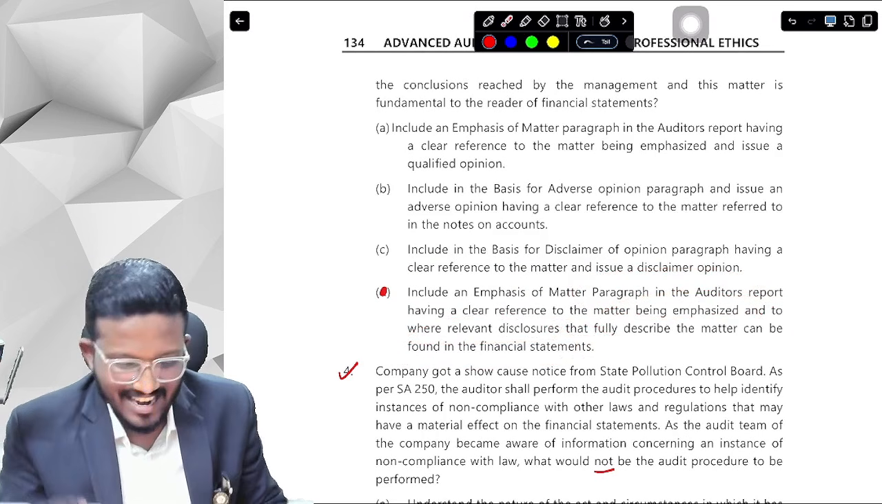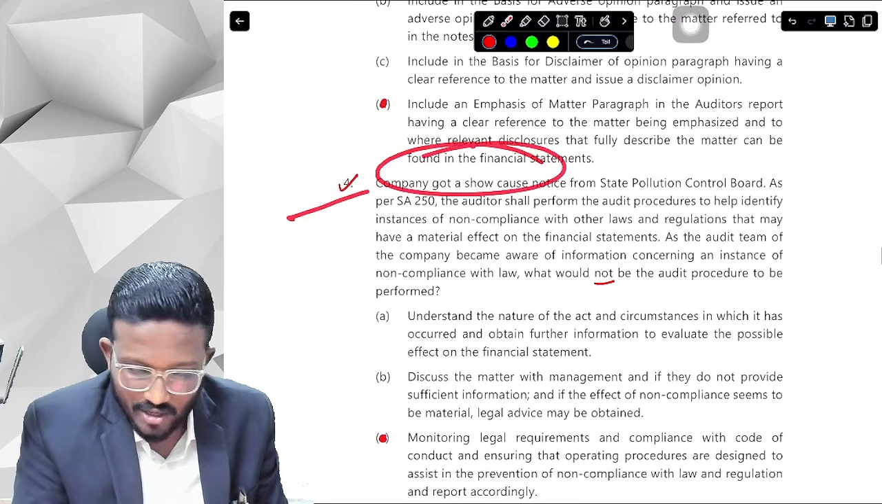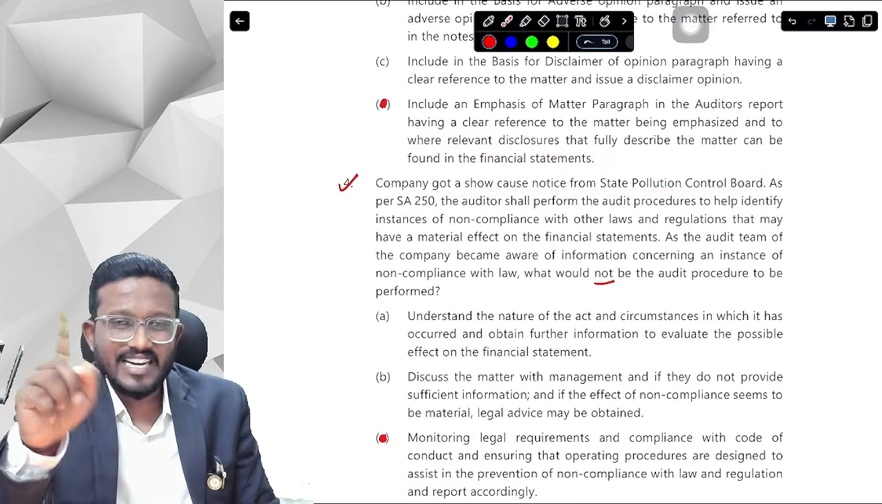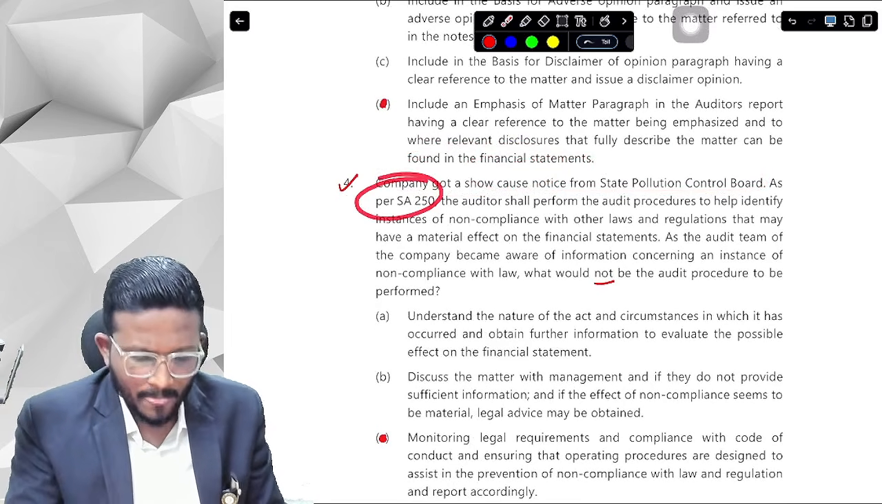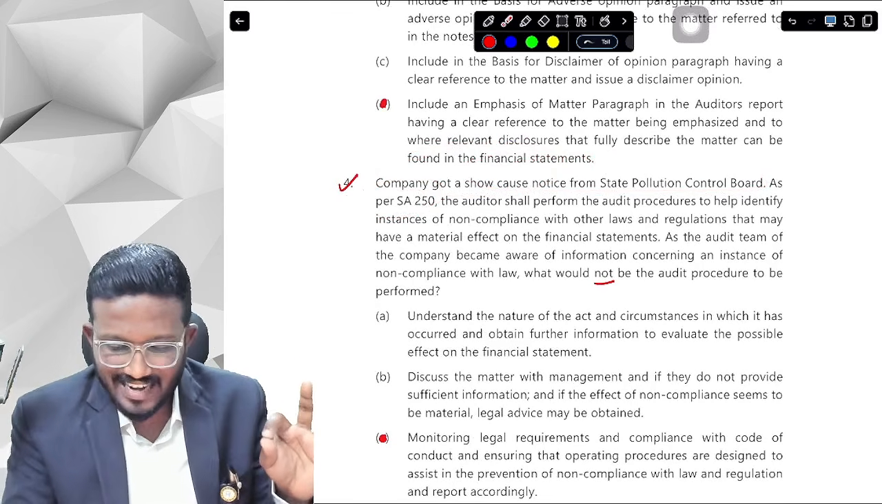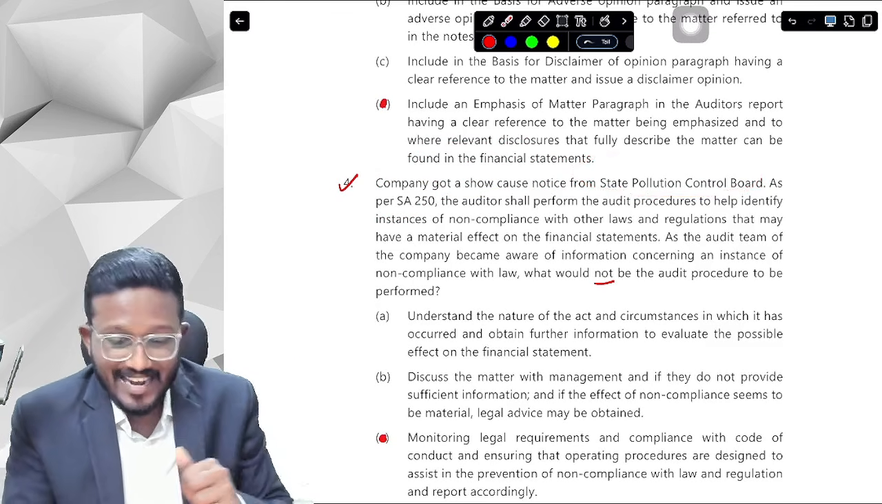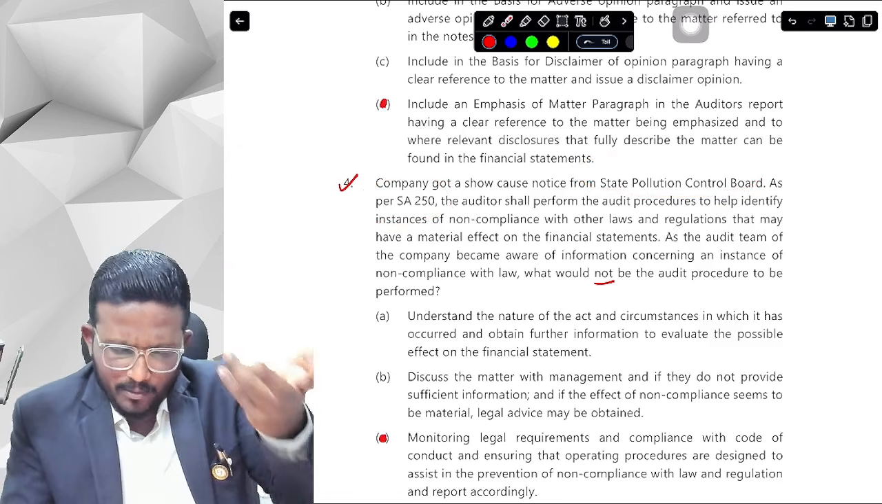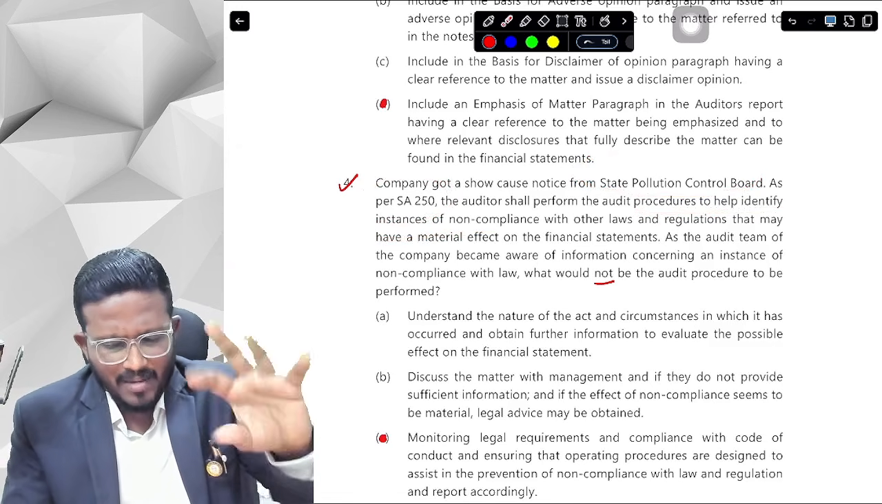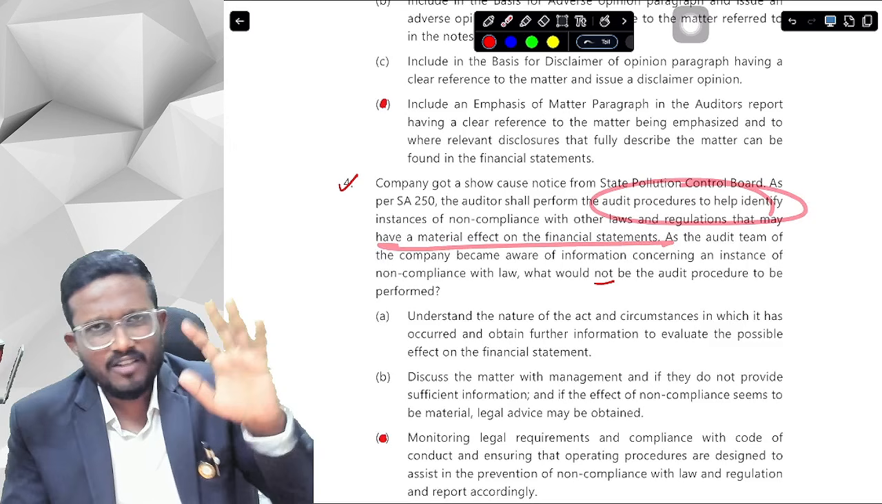Okay, yes sir. Next is question number 4. It says that company has got a show cause notice from a state pollution control board. Now, as per SA 250, the auditor shall perform audit procedures to identify any instances of non-compliance with other laws and regulations that may have a material effect on the financial statements.